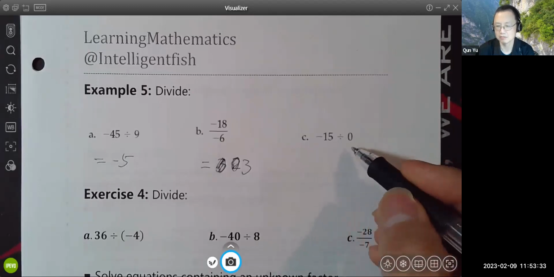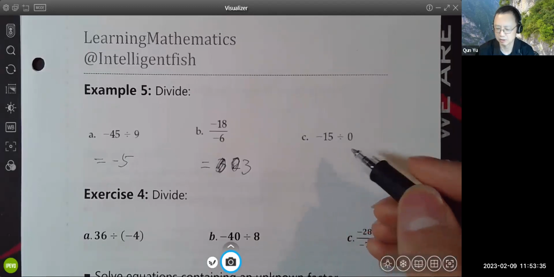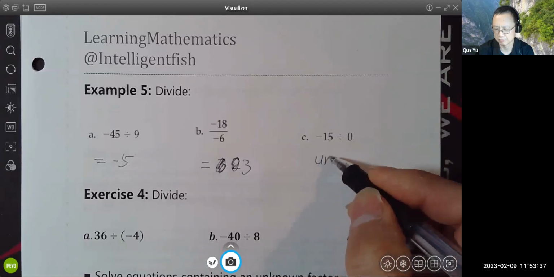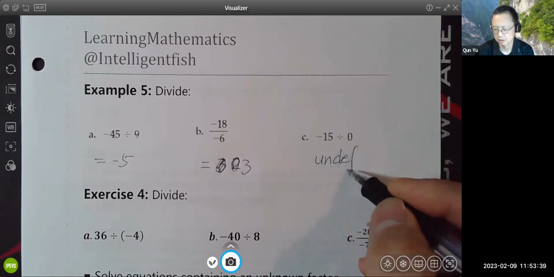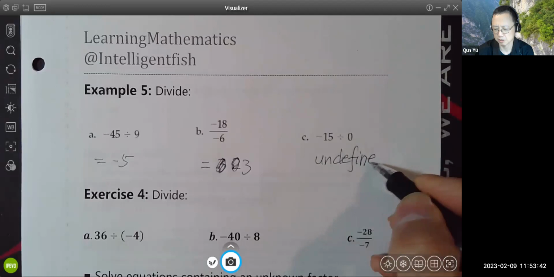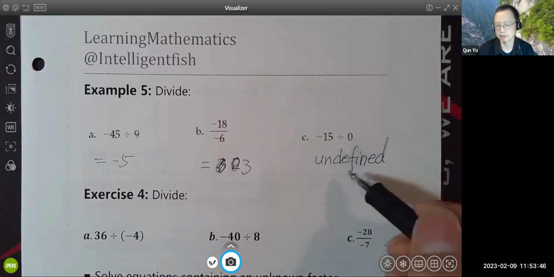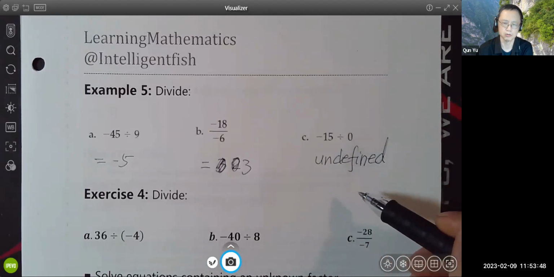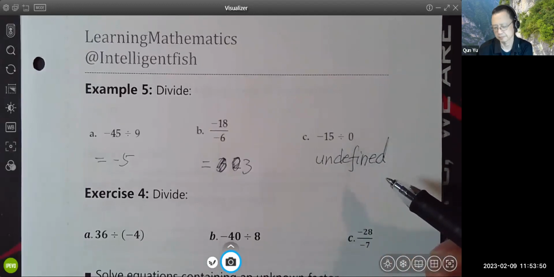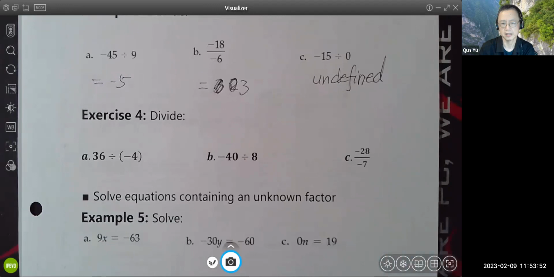-15 divided by 0, we cannot divide by 0. So this is called undefined. We cannot perform this operation. If this were an equation, we would say this equation has no solution. Now another set of exercise questions.